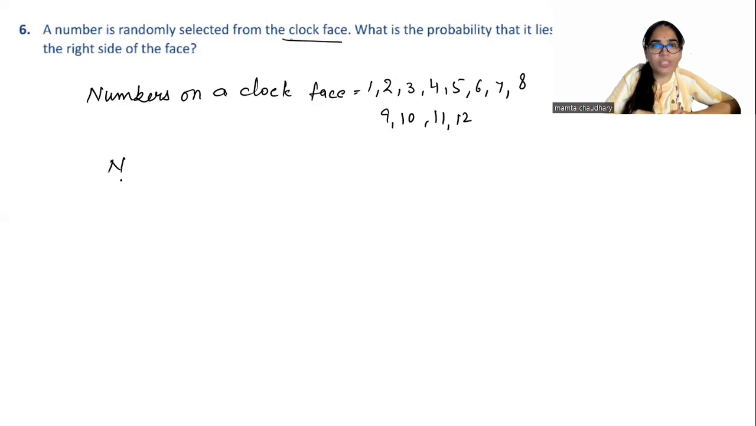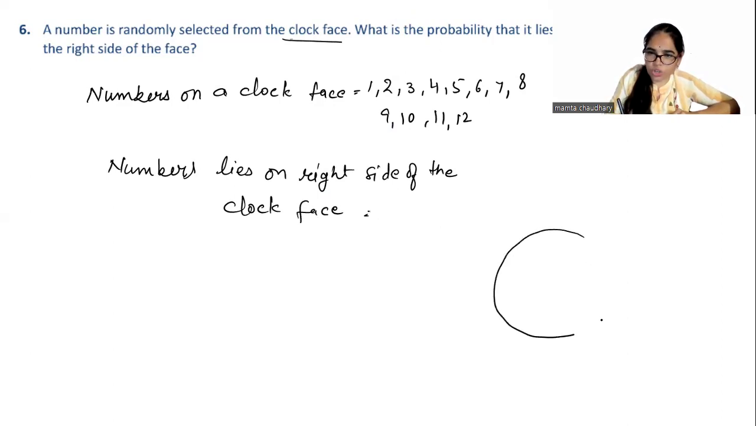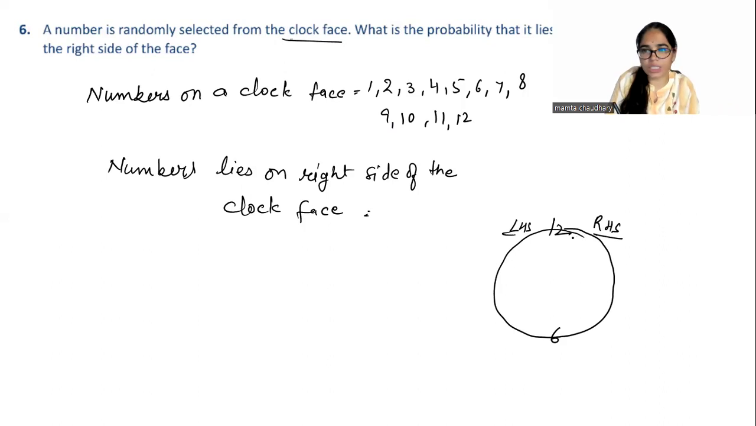Now, what's the probability that a number lies on the right side of the clock face? If this is the clock, this is 12, this is 6. So this is the left side, this is the right side. On the right side we need to see.